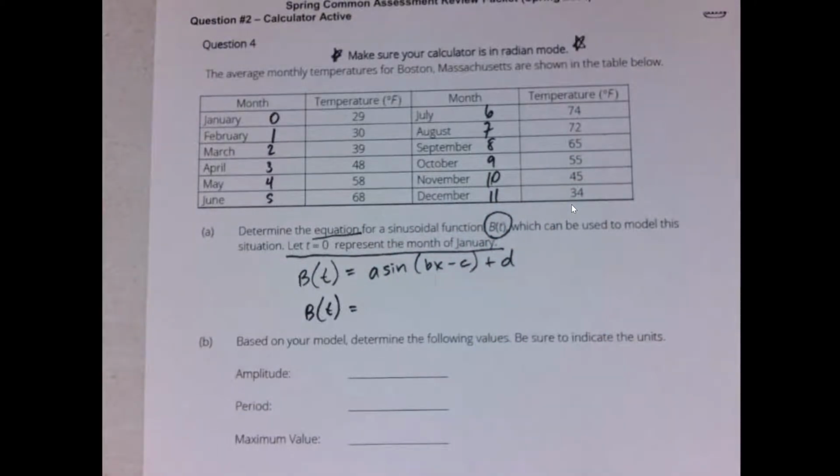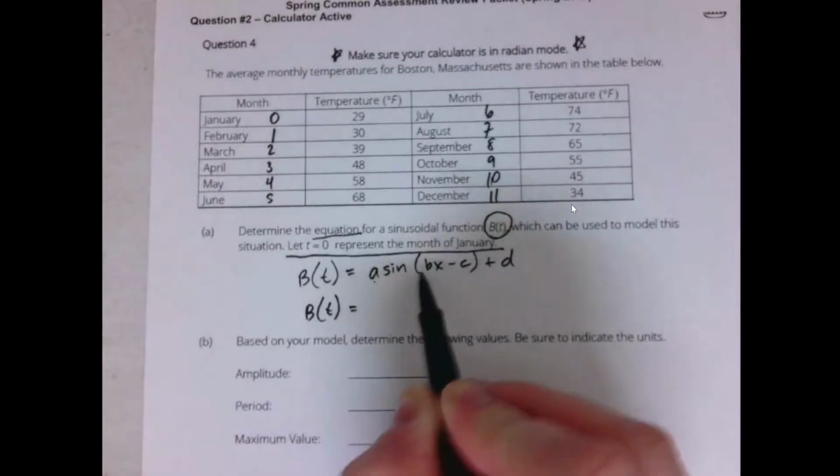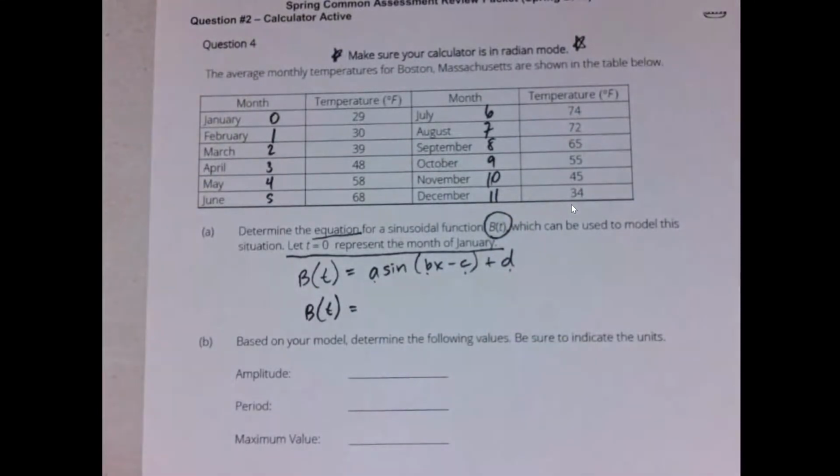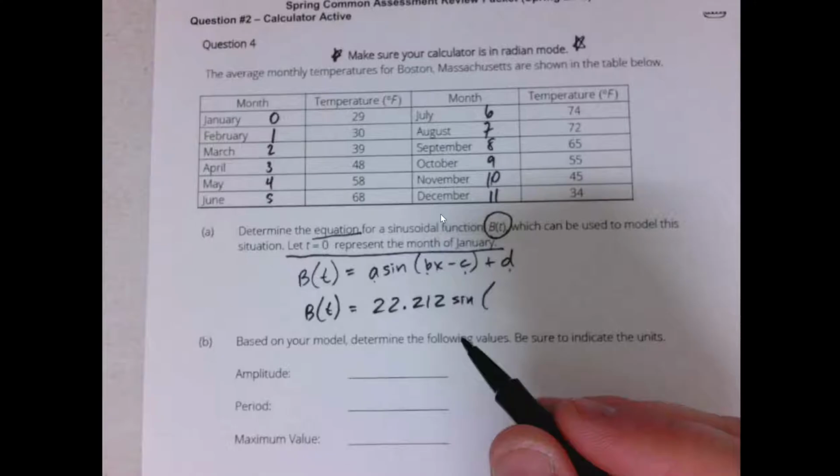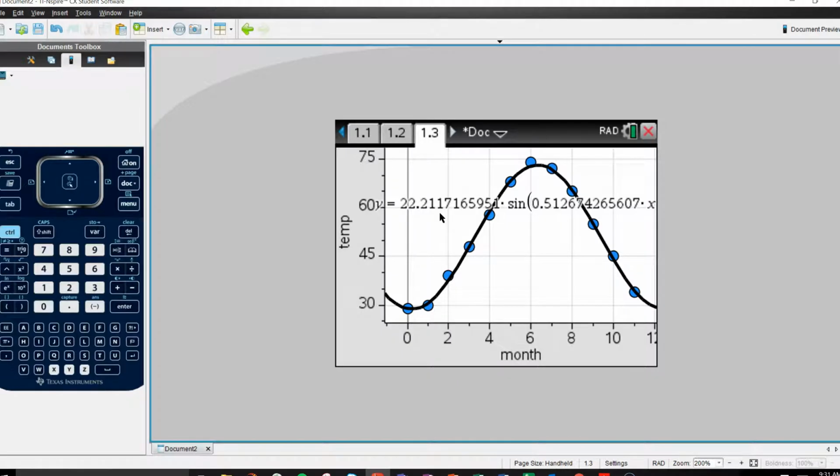Also, to get full credit on this part on the common assessment, all of these numbers need to be rounded to 3 decimal places at least. Okay, so here is my A value, 22.212 times sine. So you can follow along there. I'm going to go back to my calculator and then come back to the page once I've finished writing it. So sine, and then in parentheses 0.513.